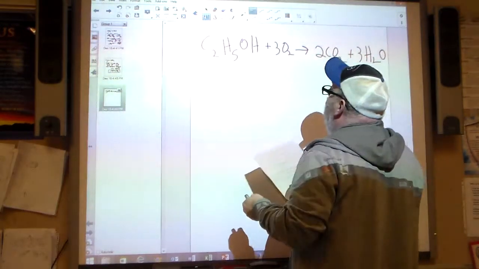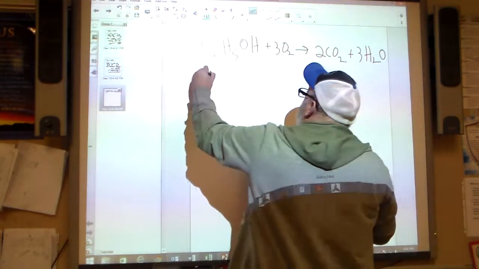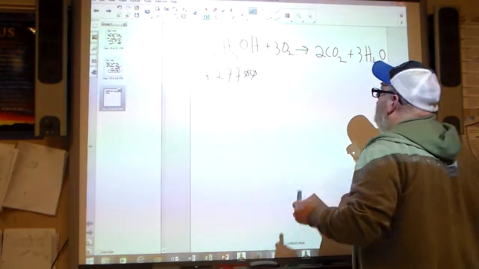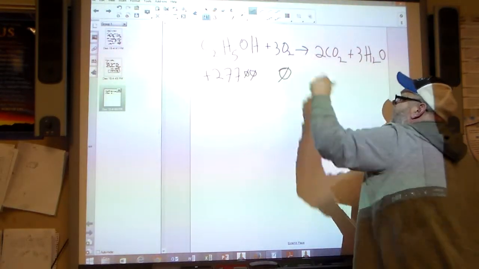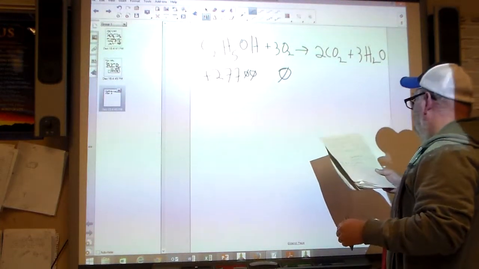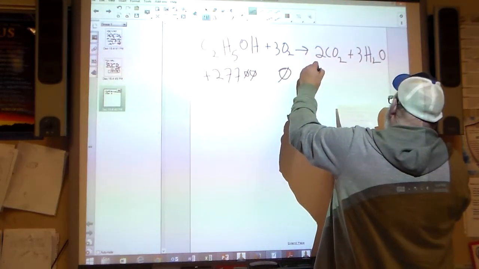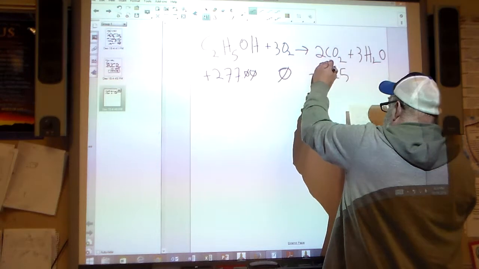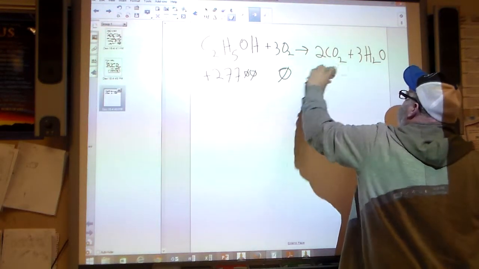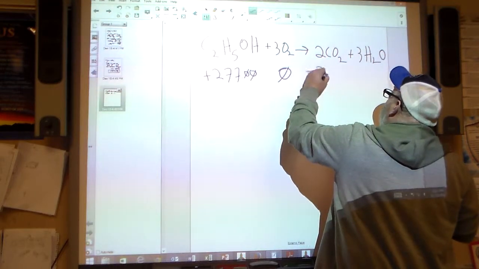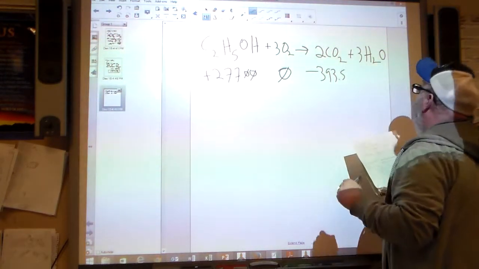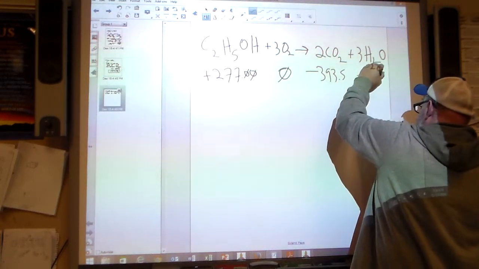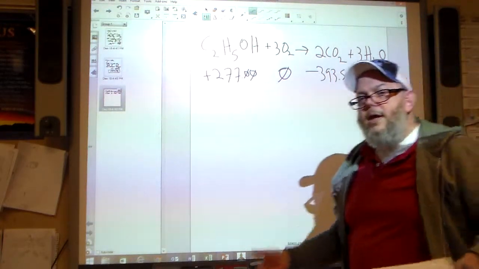Okay? So what are some of the facts that we have here? We know that this is plus 277.00 kJ per mole. This O2 is going to be 0 because, again, this is oxygen in its most stable element form. The carbon dioxide is going to be negative 393.5. Sorry, I said 395.5, let me erase that. So that's negative 393.5. And then the H2O is negative 285.8.